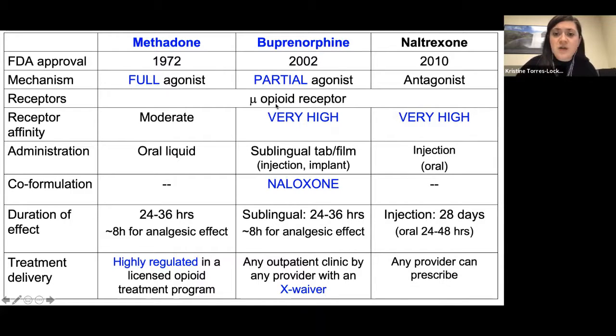Buprenorphine, because it's a partial agonist, has decreased overdose risk. It's a lot safer, and it can actually be provided by any outpatient provider who has a DEA-X waiver. And that just requires 8 hours of training that you guys can do online if you have a DEA license. And same idea, it's good for 24 hours when you dose it daily for OUD, but it does have 8 hours worth of analgesic effects. So if someone's using it for pain as well, we'll often divide the dose into TID dosing.